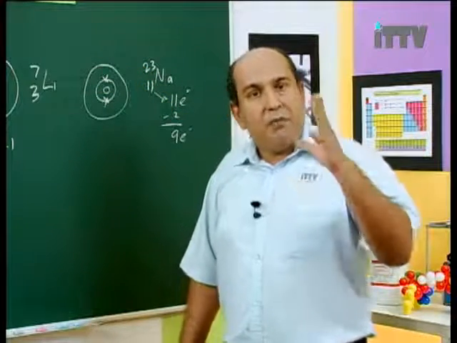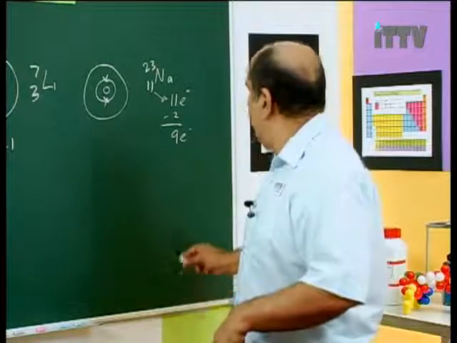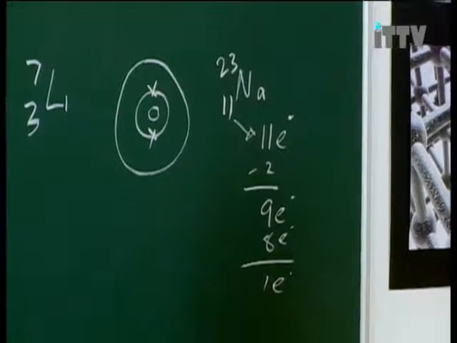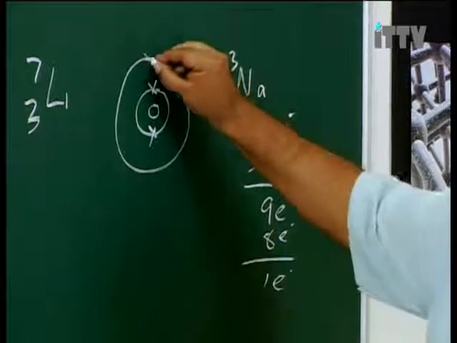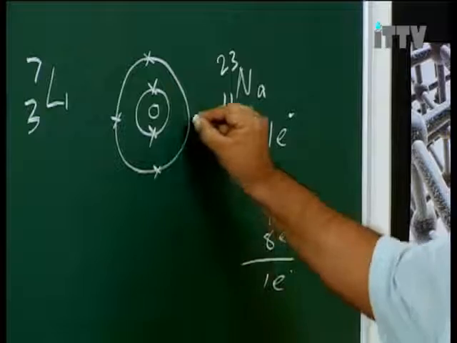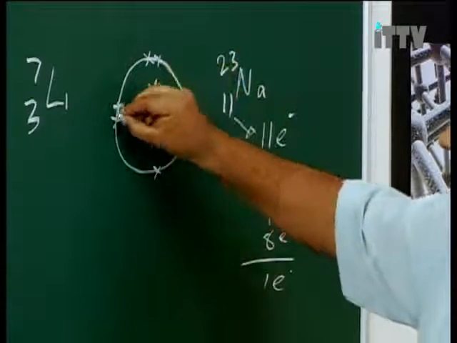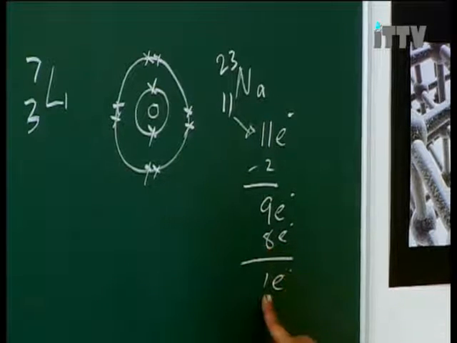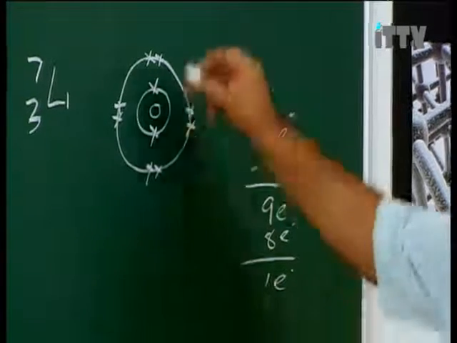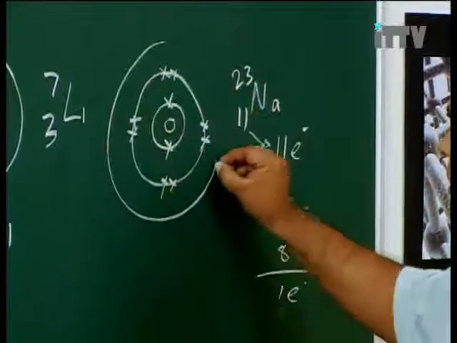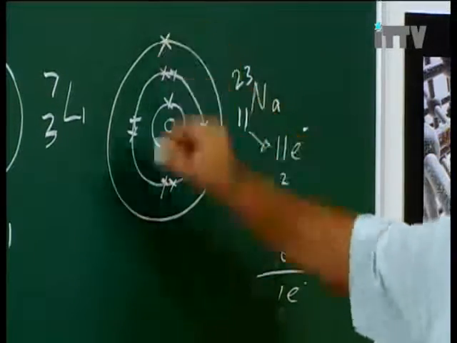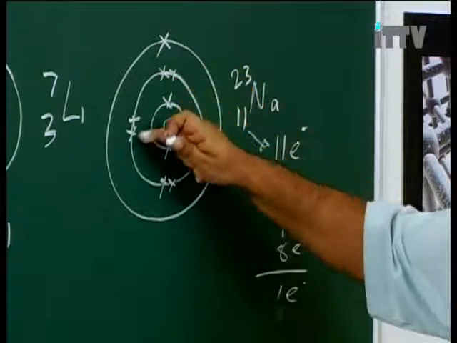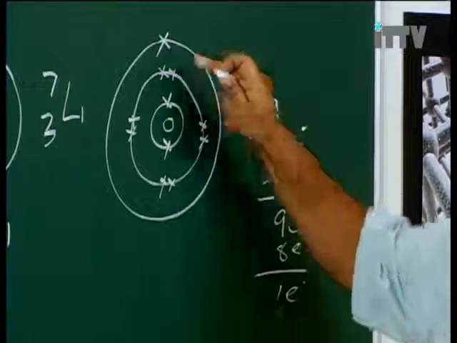The second shell can have a maximum of 8. So if I put 8 here, I'm going to be left with 1. So let's put in the 8 first: 1, 2, 3, 4, 5, 6, 7, 8. So I've done the 8. I'm left with 1 electron. I go to the next shell and I put it in here. So altogether I have 1, 2, 3, 4, 5, 6, 7, 8, 9, 10, 11.